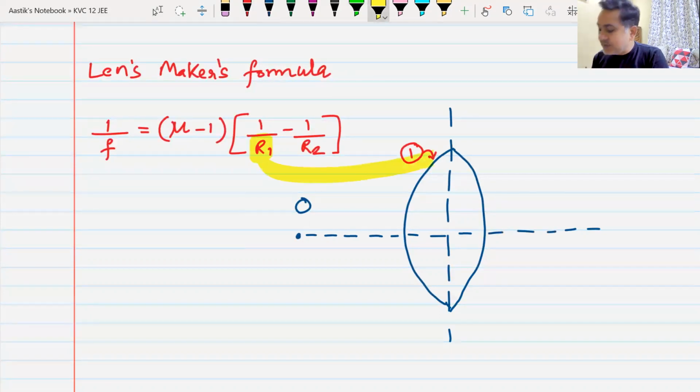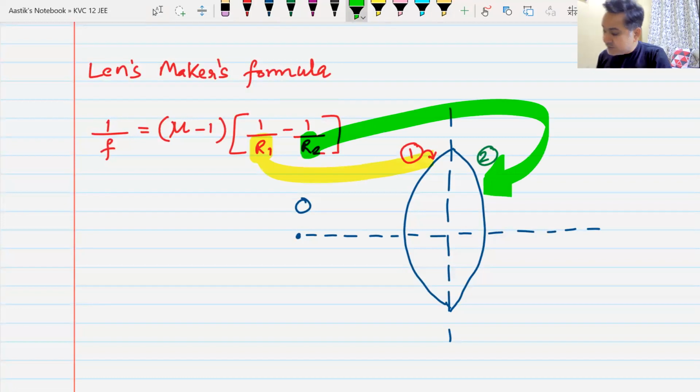Yes, sir. This would be the first surface. If the object is here, the first surface from which refraction takes place is the first surface and the radius of curvature of that surface is known as R1. If this is the first surface, then the other surface becomes your second surface. This is the surface from which the second refraction is going to take place, and therefore this becomes your second surface. Do we understand this?